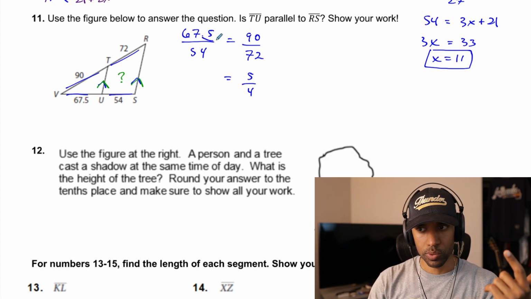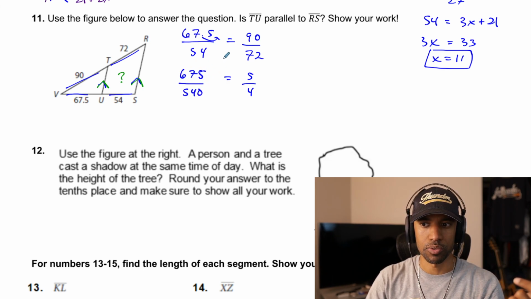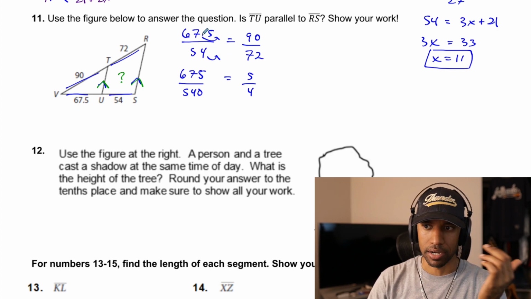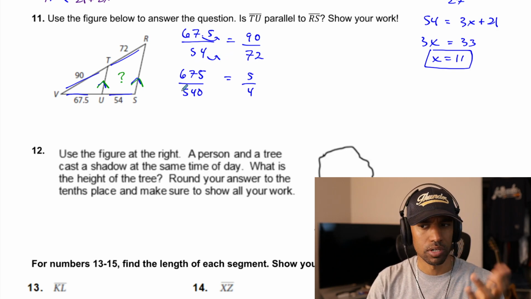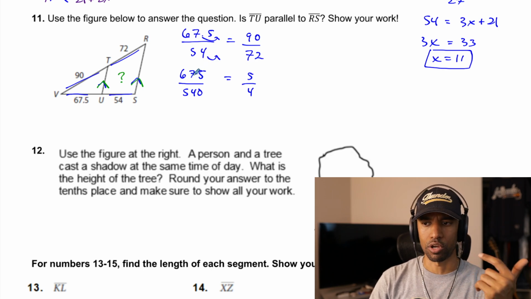You could do a decimal shift and turn this into 675 over 540. I guess I'll do that because a lot of people might not know otherwise to say multiply them both by 2. I'm just going to do this first. Let's see what we can go from there.